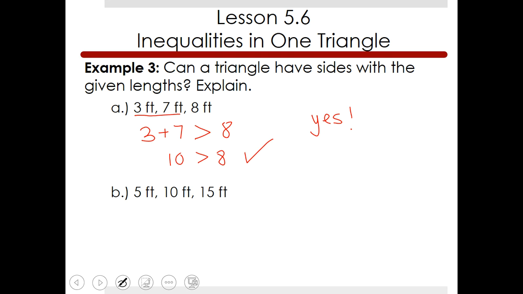Let's try the next one. 5 plus 10 has to be more than 15. And I get 15 is more than 15. 15 is not more than 15. 15 is equal to. So no, that does not work. There's no equality here. So this is a no.